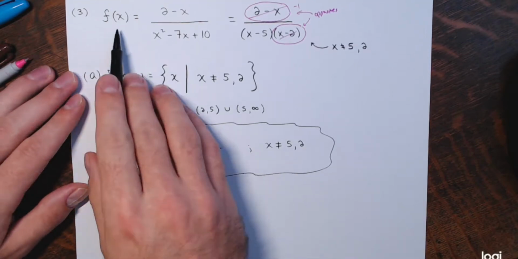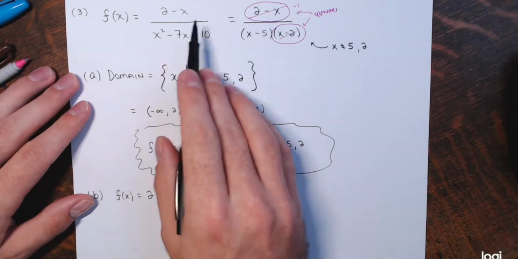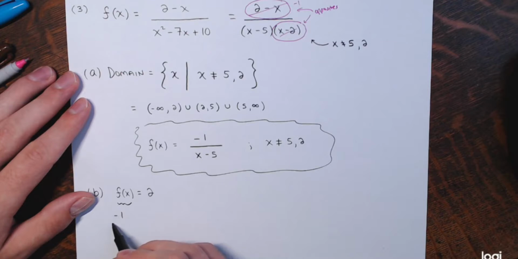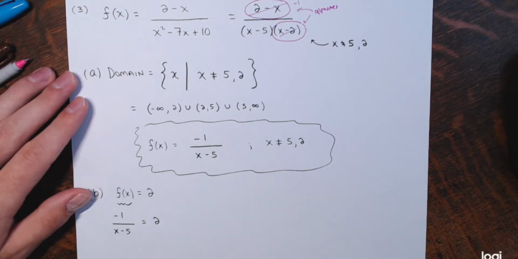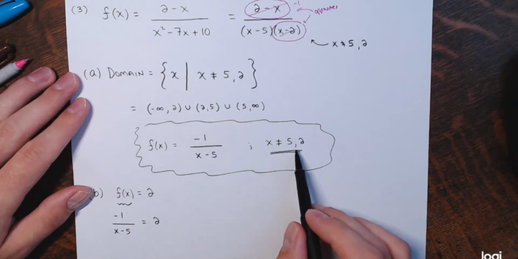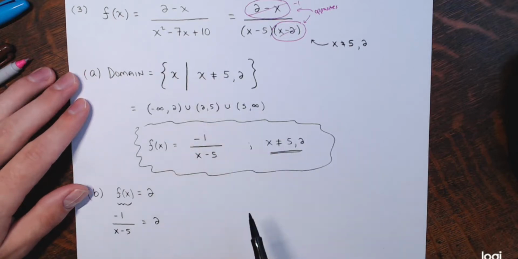Like I said, f of x is this expression here, what we started with, but you can simplify it to negative 1 over x minus 5. And when is this equal to 2? We'll solve for x. Just remember though, you can't have 5 or 2 as a solution. 5 doesn't belong to the domain, 2 doesn't belong to the domain.